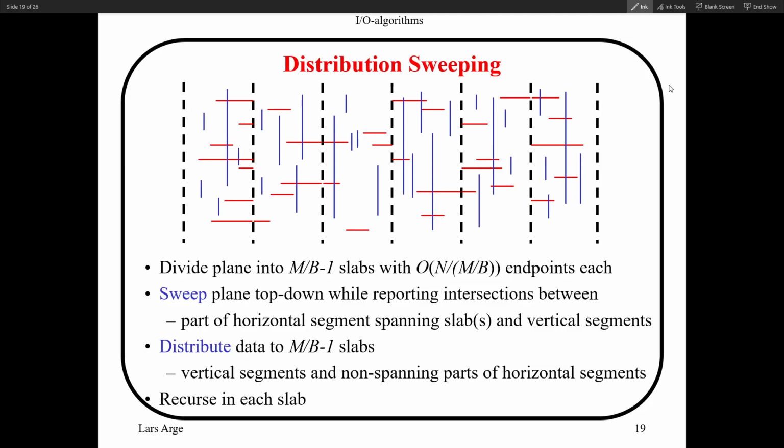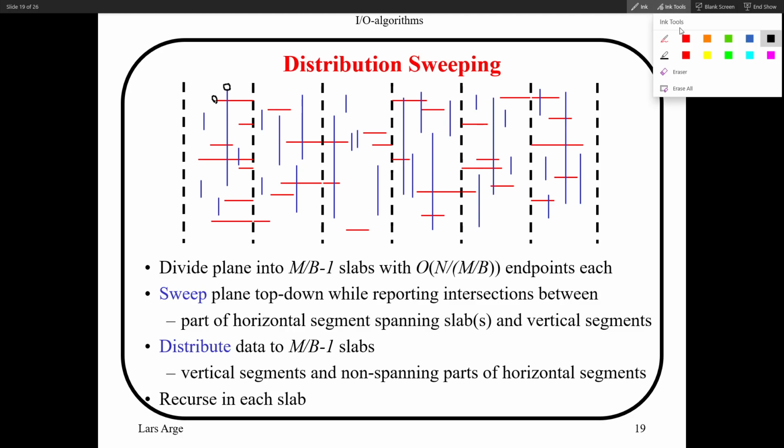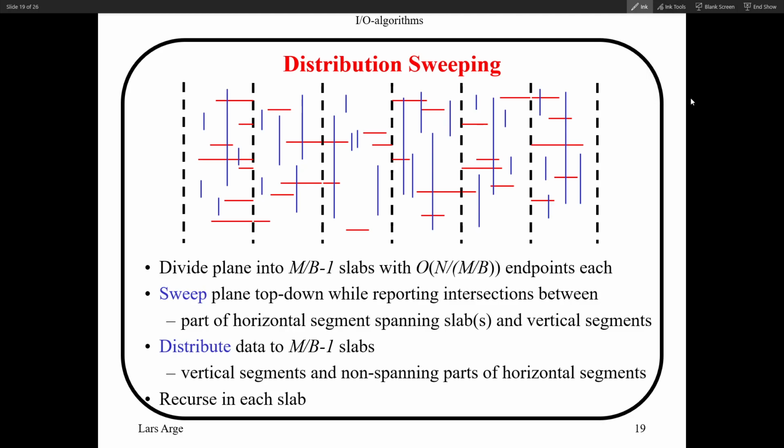Something I forgot to mention in the previous video is that in general I assume that the input is sorted based on the y coordinate. For this I take the y coordinate of the top of a vertical line segment and the y coordinate of a horizontal line segment. When I do the distribution, I could do it while preserving this sortedness based on the y coordinate. I'm not going to go into that detail. It's actually not too difficult to maintain in the I/O model as well.